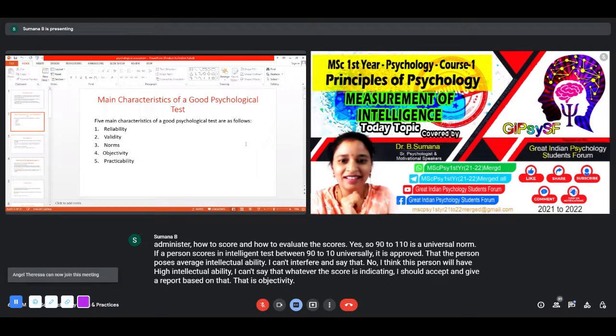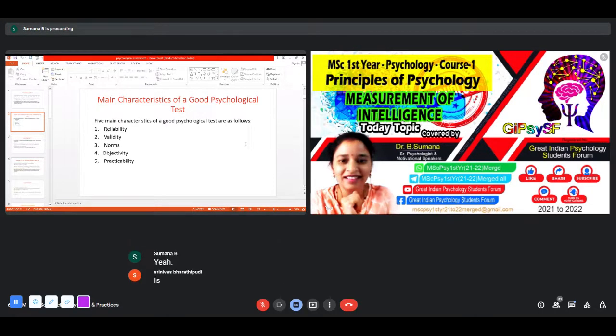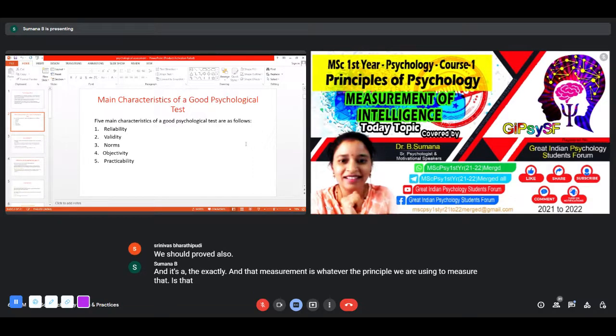Clear? That means it can be easily measured. It should be measurable, and it should be proved also. And whatever principle we are using to measure, that should be universally equal.